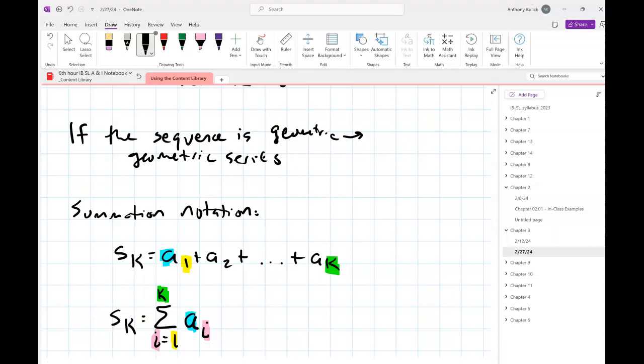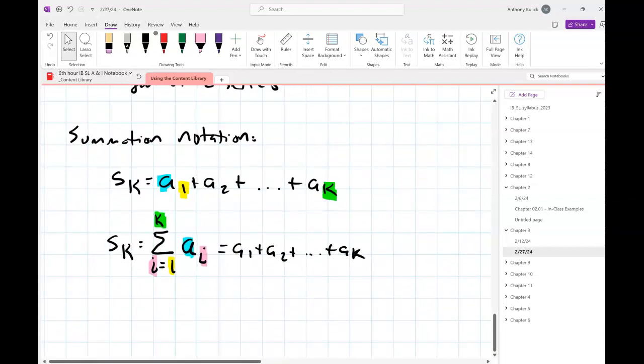Everybody's okay with that? So those two things mean the same thing. Is everybody cool with how to read that symbol? We've seen that symbol before when we've done statistics. So that's not a new thing.